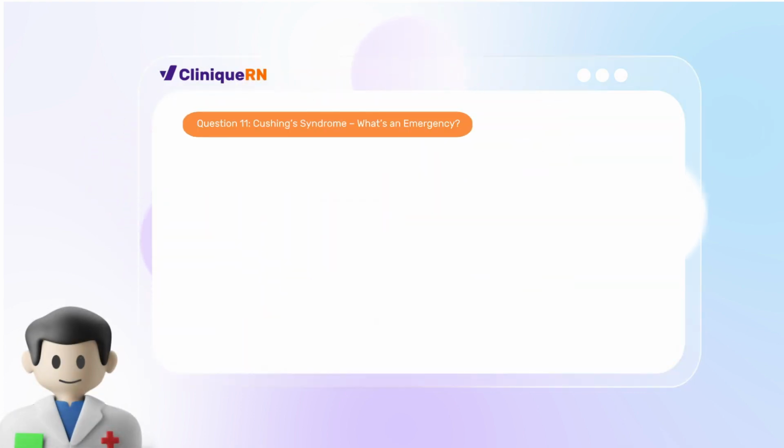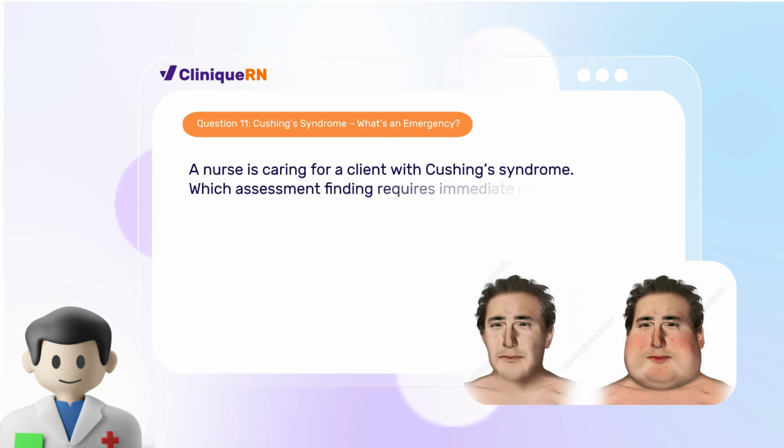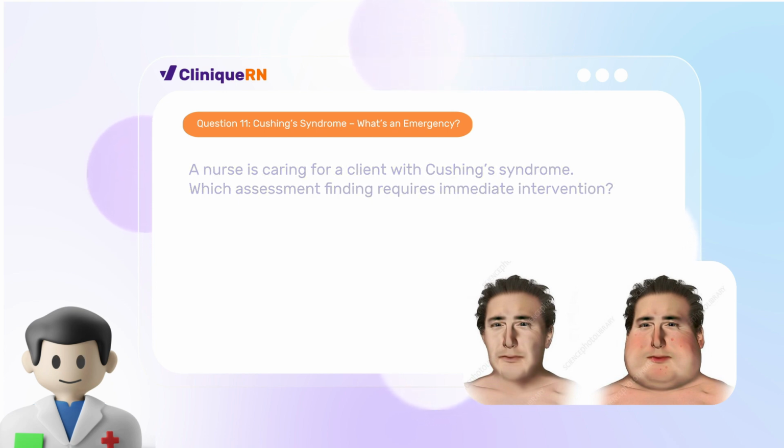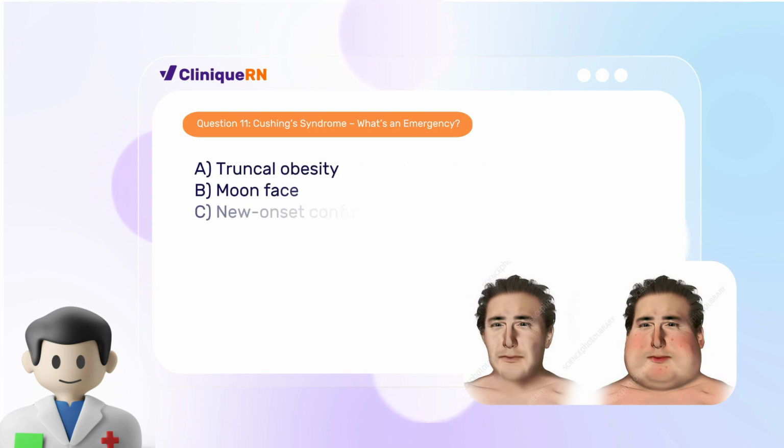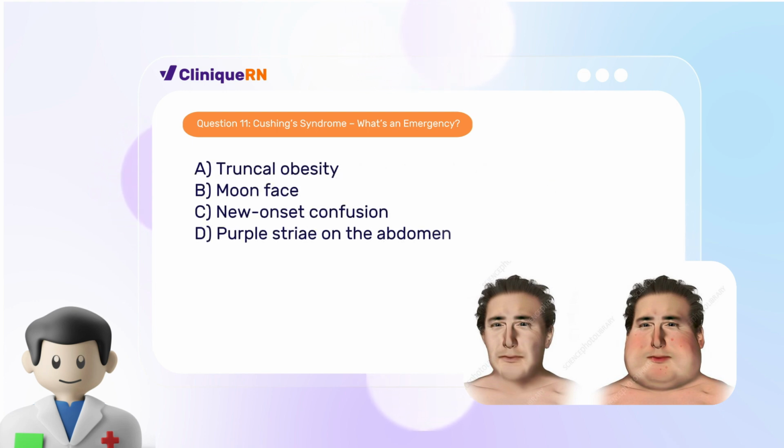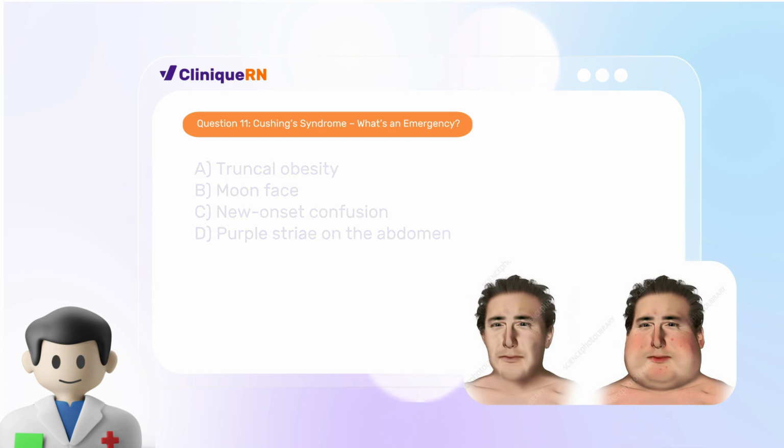Question 11. Cushing's syndrome. What's an emergency? A nurse is caring for a client with Cushing's syndrome. Which assessment finding requires immediate intervention? A. Truncal obesity. B. Moon face. C. New onset confusion. D. Purple striae on the abdomen.